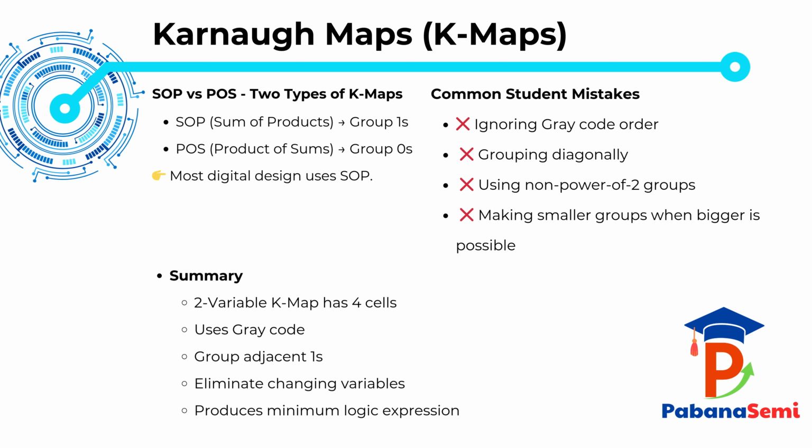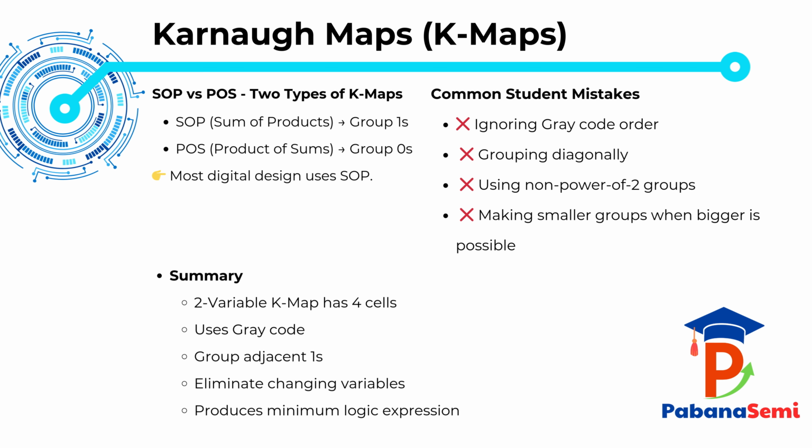Common student mistakes. Now let us look at some frequent mistakes to avoid. First mistake, ignoring gray code order. If gray code is not followed, adjacency rules will break and grouping becomes invalid. Second mistake, grouping diagonally. Diagonal cells are not adjacent and cannot be grouped.